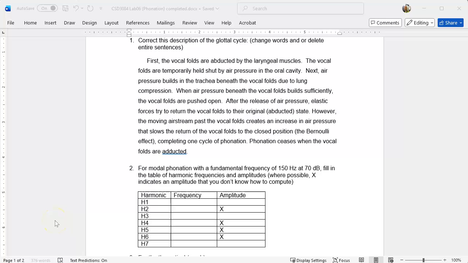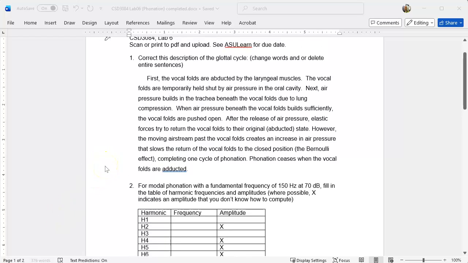The first part of Lab 6 makes reference to anatomy and physiology stuff that you've had before, but is very important. The glottal cycle, which ideally y'all would be able to give a description of off the top of your head to somebody who is interested in how the sound of the voice is made.